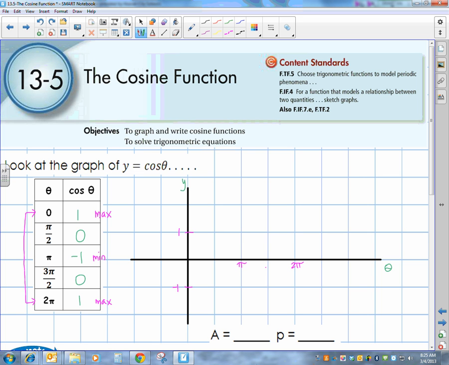So I start at a max, I end at a max, halfway between is a min, halfway between the first two we have 0. Halfway between the last two is a 0. So when I connect them, I get my cosine curve. Now keep in mind that's a max, so when you connect those points, you want to make sure it goes back down. It doesn't stop here and keep going in that direction. It's a max. A little shaky there on the graph.